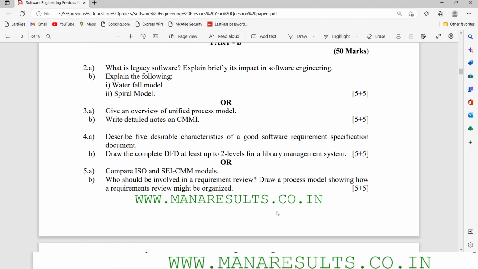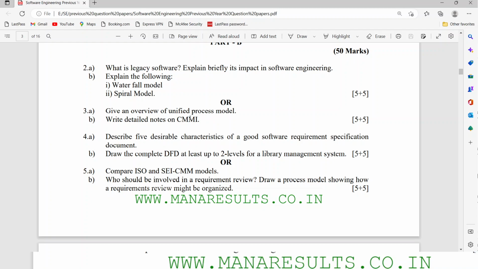See, from the models, definitely you will get one question. That can be the waterfall model, spiral model, concurrent process model, evolutionary process models, or incremental process models. From one model, definitely you will get one question. And as legacy software is in the last, sometimes he may ask legacy software questions also. And the unified process model is also one of the last topics in that particular unit.